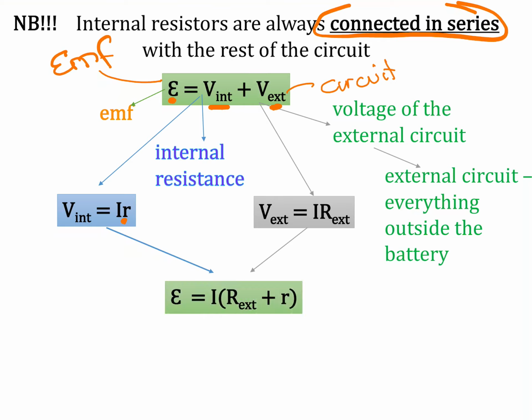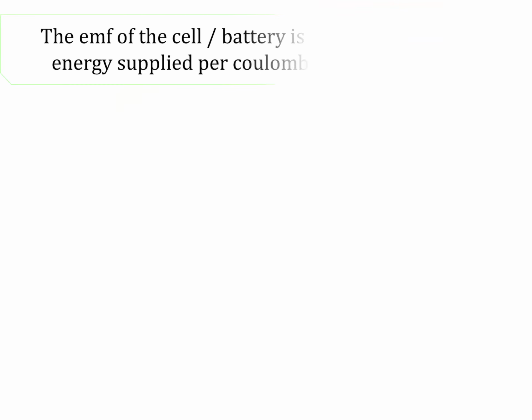We put those together and we get that equation, because what we've done is EMF equals I times r plus I times R external, and you can see that I is my common factor, so I've taken it out, okay? Whether you put little r plus R external or R external plus little r makes no difference, okay? It's going to give you the same answer.